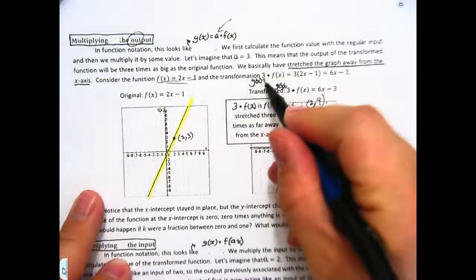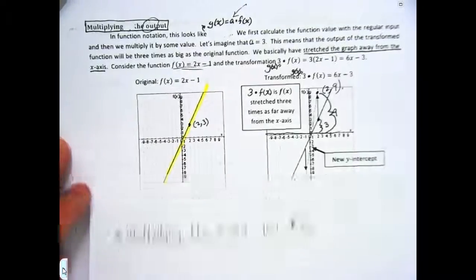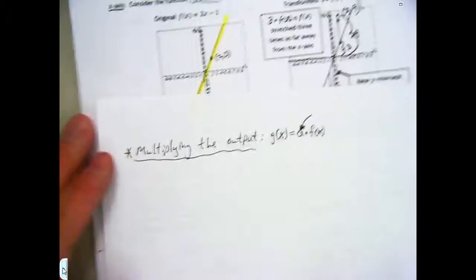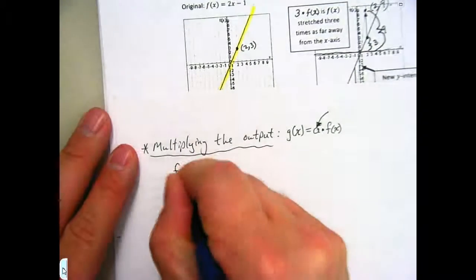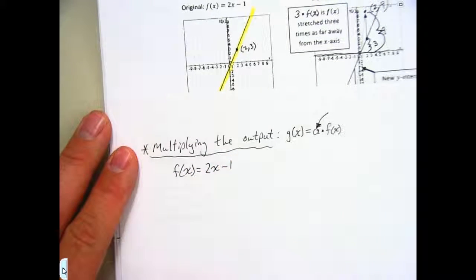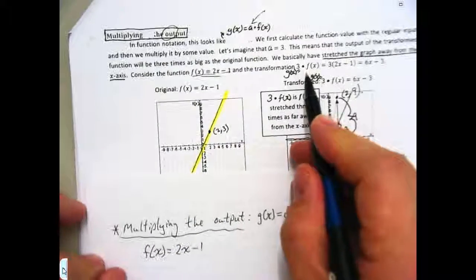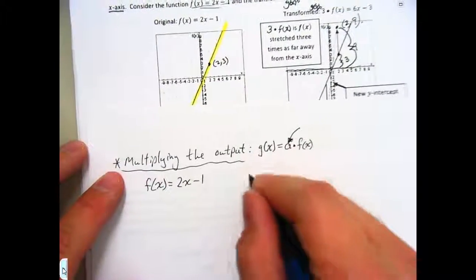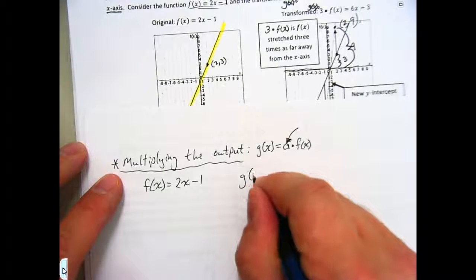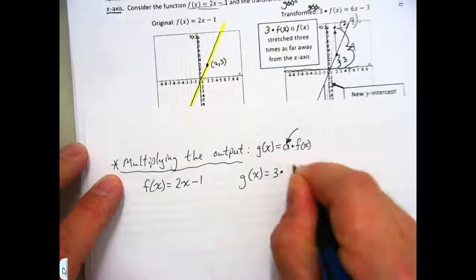Now, in equation form, what's actually happening is if I take, just like we did yesterday, let's give ourselves an example here. We know f of x is equal to 2x minus 1. And we know that we're doing 3 of f of x. That's what g of x equals. g of x is equal to 3 times f of x.